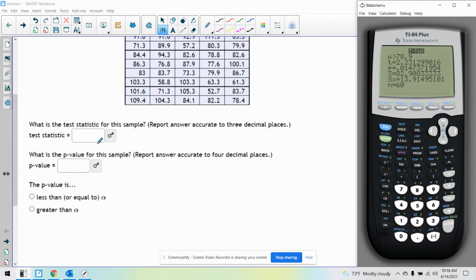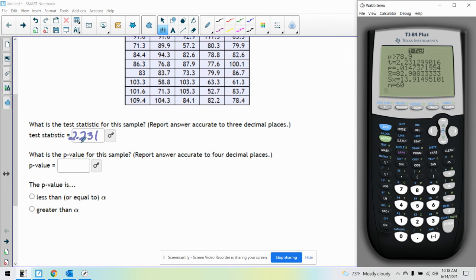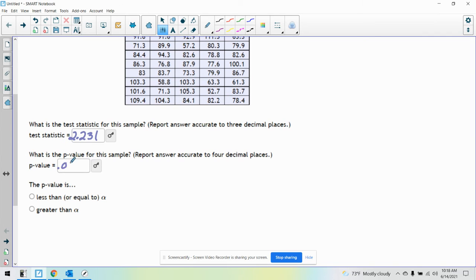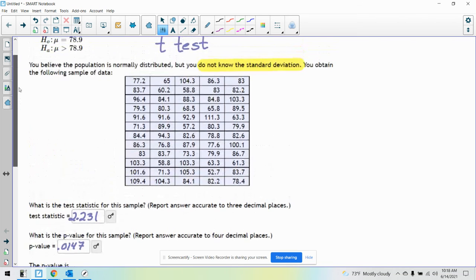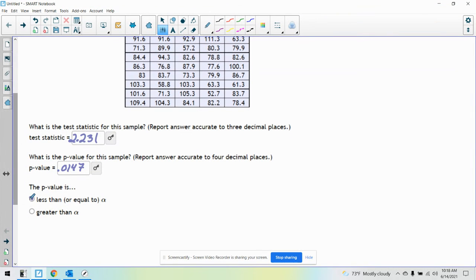Our test statistic is 2.231. Our p-value is 0.0147. Our alpha value was 0.1. This is less than alpha.